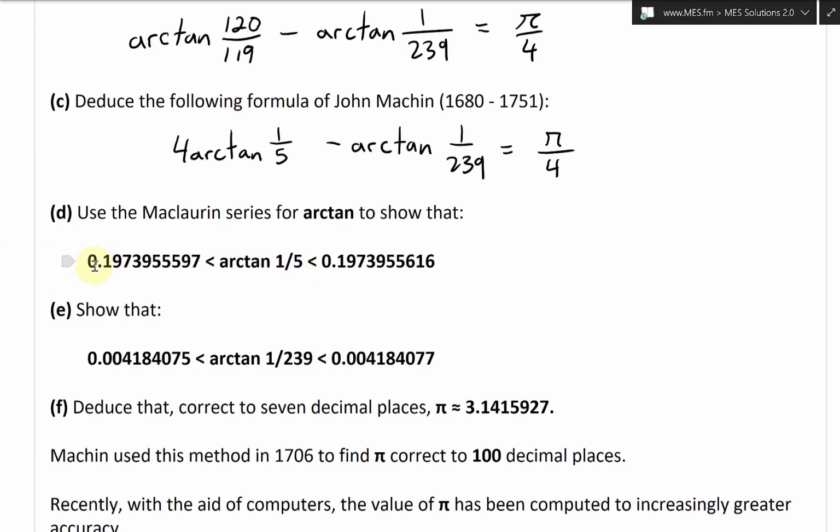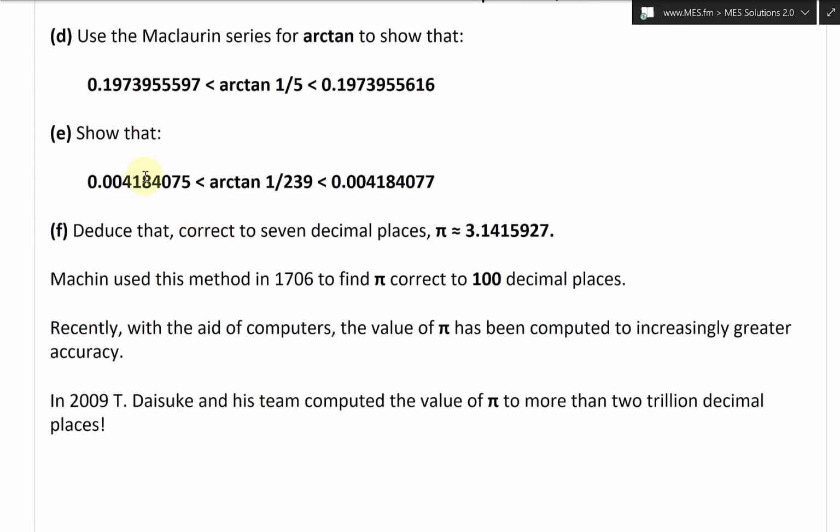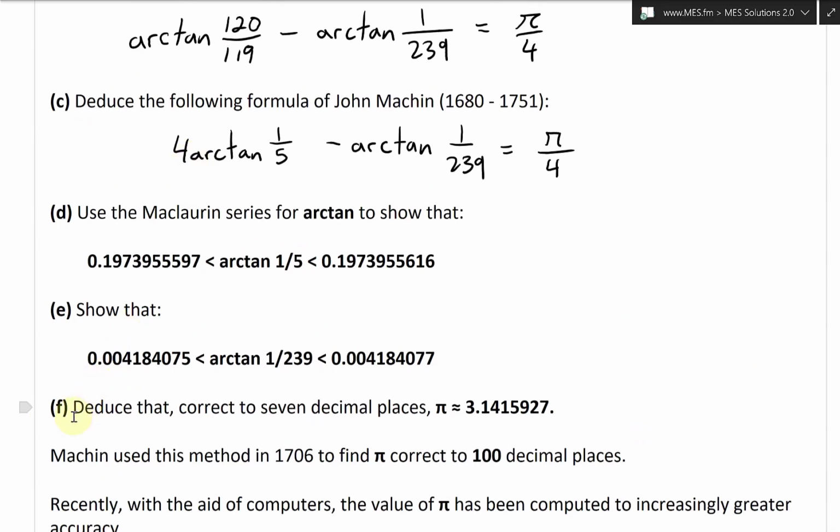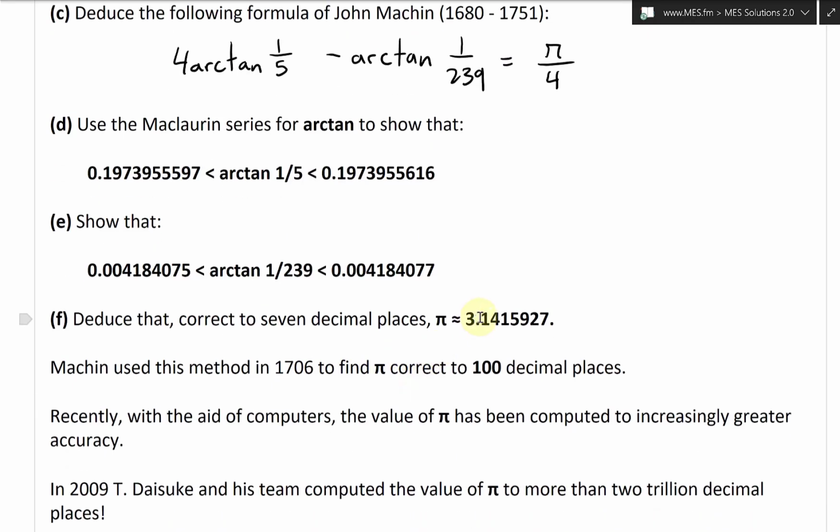And then part D says, use the Maclaurin series for arctan to show that arctan 1/5 is between 0.197395557 and 0.19739555616. Then part E says, show that arctan of 1/239 is between 0.0041840075 and 0.0041840077. And then lastly, part F, deduce that correct to 7 decimal places, pi equals 3.1415927.